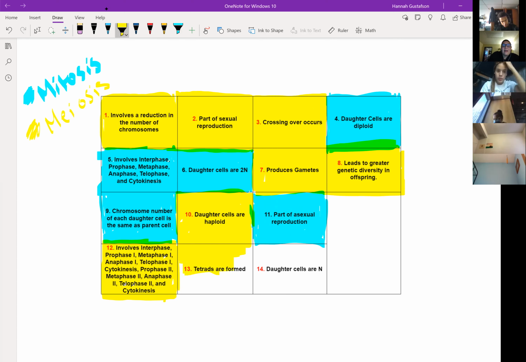And our very last one today, daughter cells are N. What do we think? Mitosis or meiosis? Mitosis. Meiosis. It is meiosis. In mitosis, they are 2N. In meiosis, they are singular N.